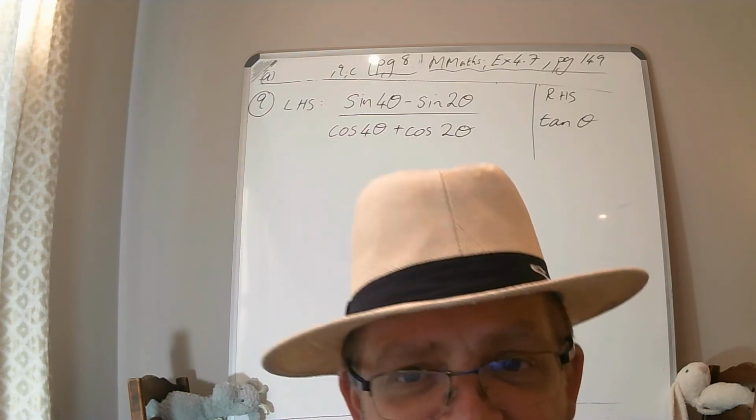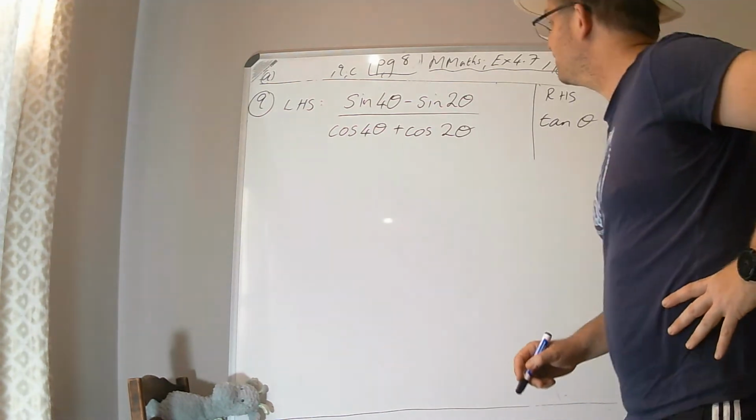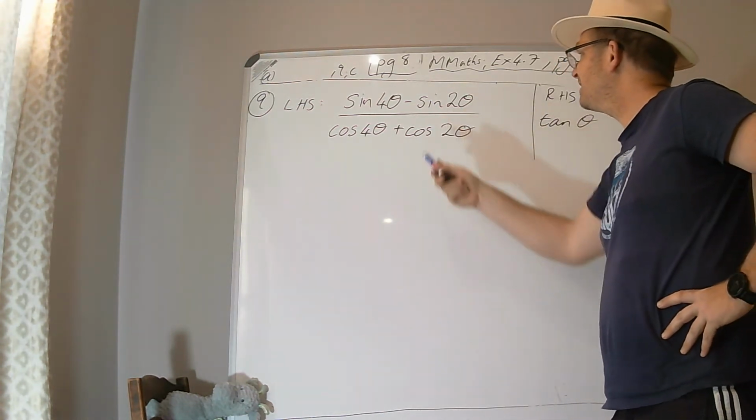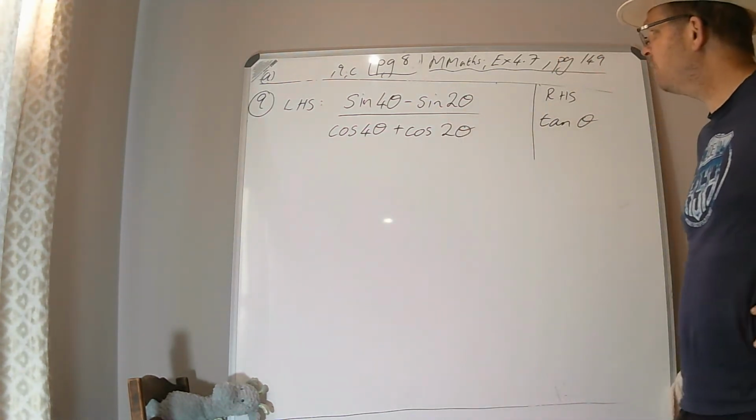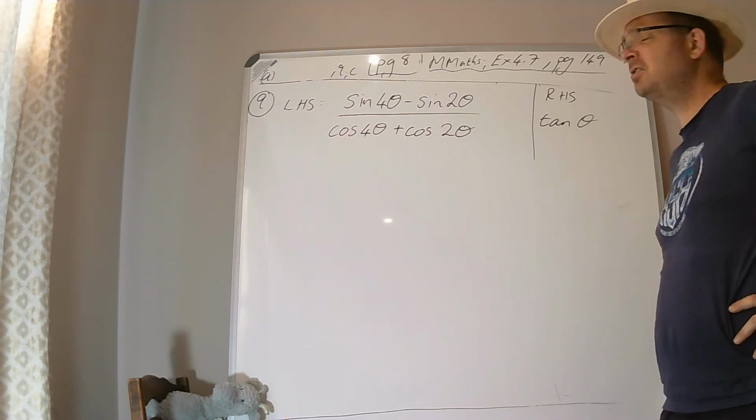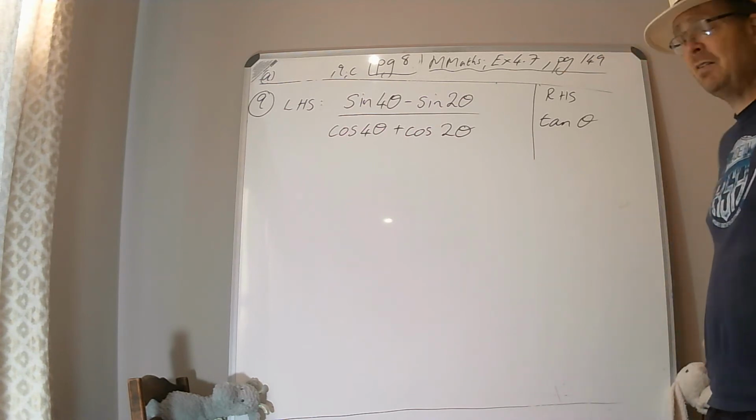Right, so the question is, we have got sine 4 theta minus sine 2 theta over cos 4 theta plus cos 2 theta. And let's start. And on the right hand side we have tan theta.